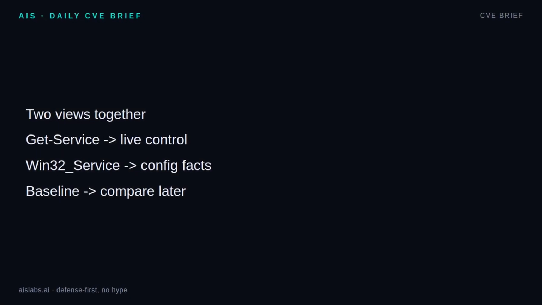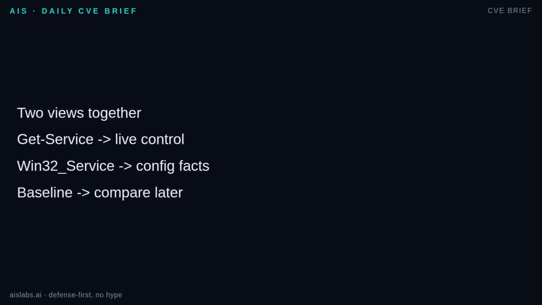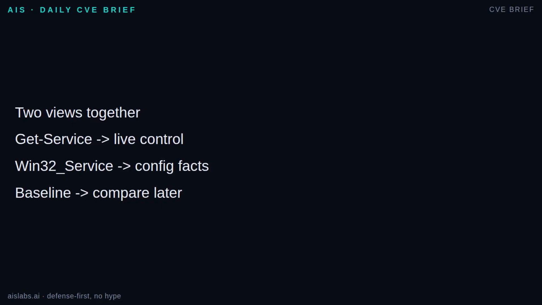Think of Windows services as 2 related views. Get-Service is your control view. Status, stop, start, restart, and dependencies. Win32_Service, queried through CIM, is your inventory view. StartName for the logon account, PathName for the binary command line, StartMode for startup configuration, and State for runtime status. Pair them when you administer services.